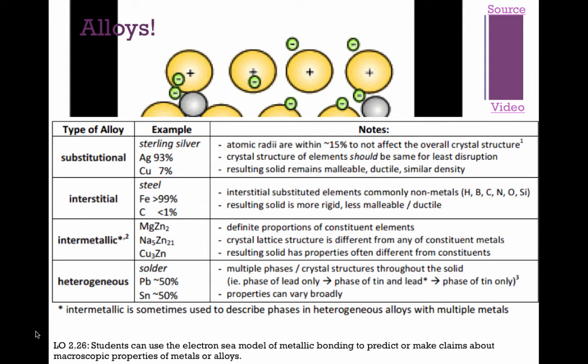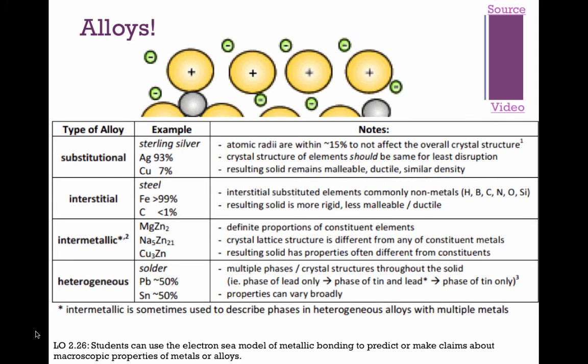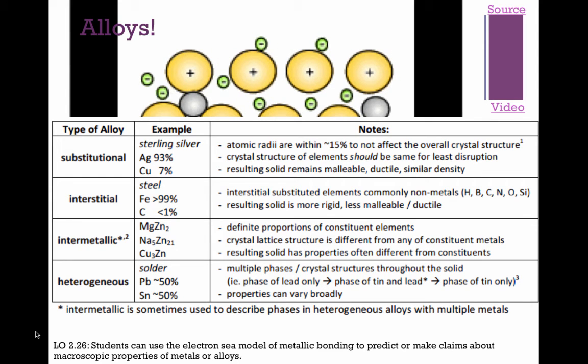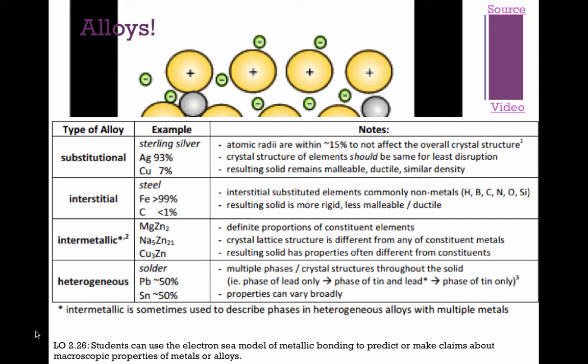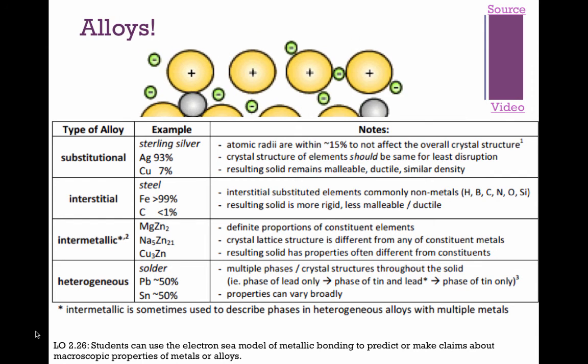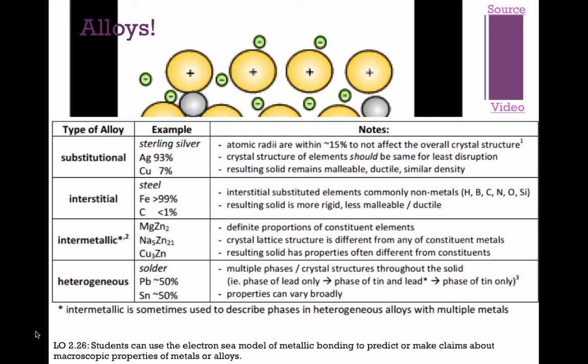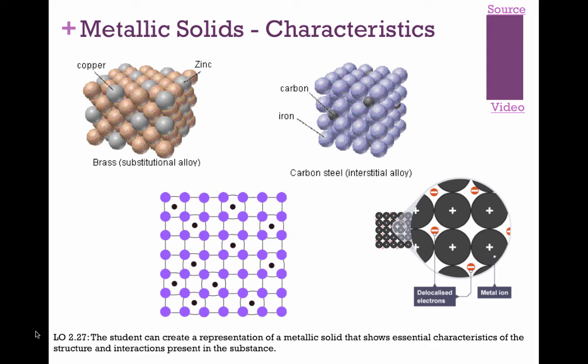That's like steel. Steel is iron with carbon. Typically with interstitial, you're going to have a non-metal substituted. Not always, but typically. And then heterogeneous, you can actually have different phases if you want. Sometimes you put gas into it to change the properties. Intermetallic isn't usually used. The difference is metallic, so you have different metals that you're putting in.